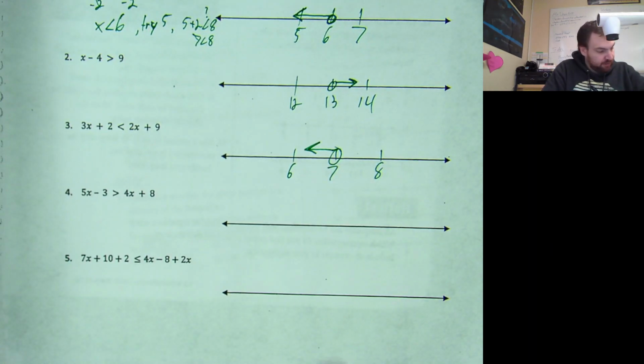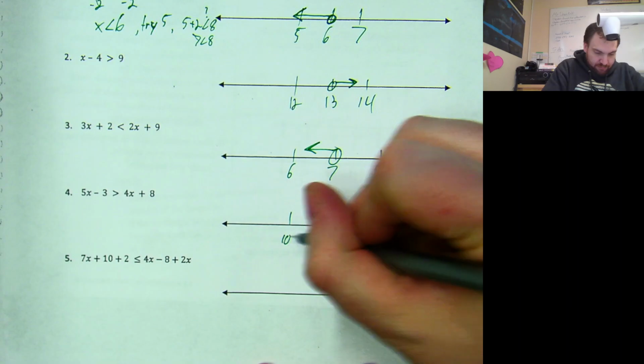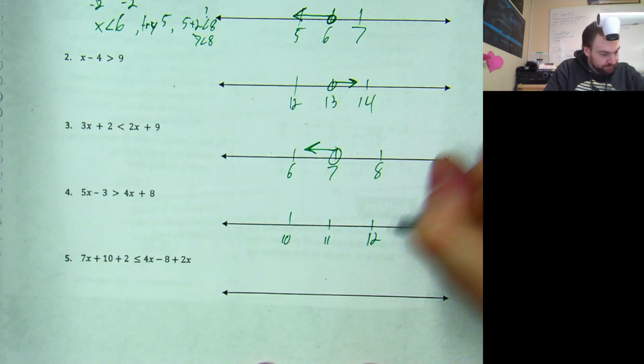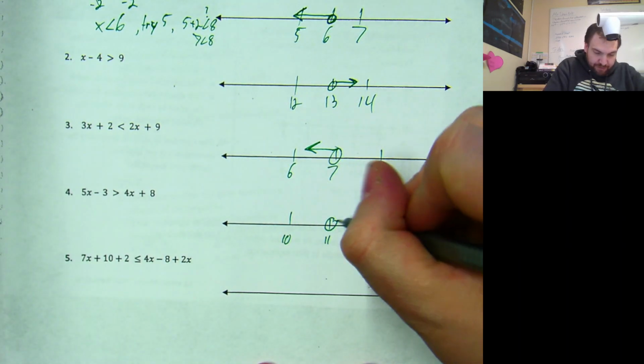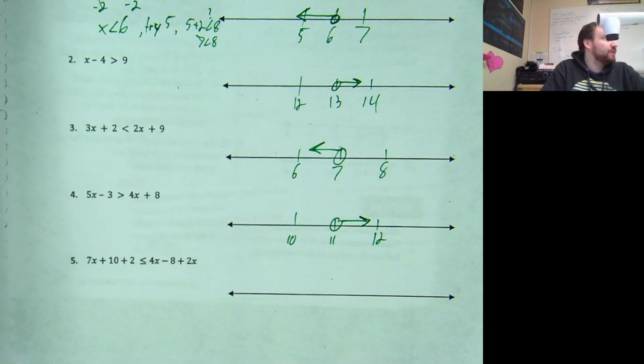Rebecca, number 4. With an open circle going to the right. If yours does not look like that, you oops as well. Last one. Carolyn again.